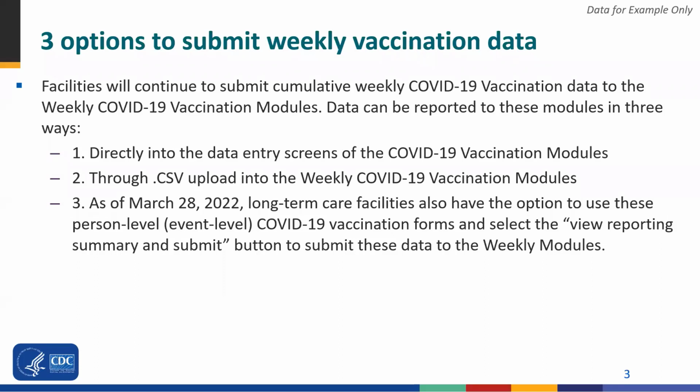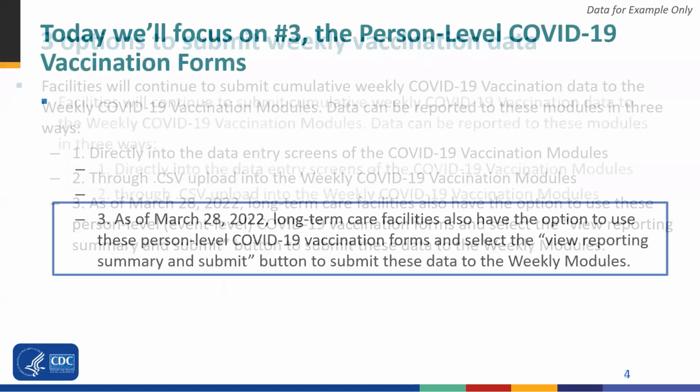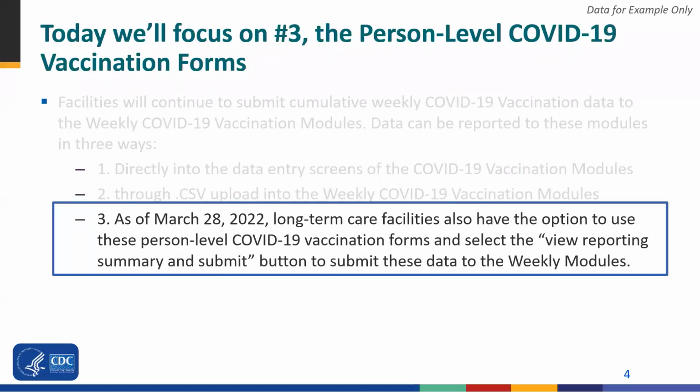You can use CSV upload for those weekly summary modules, or what we'll focus on in today's webinar, the option for long-term care facilities that we've added: submitting these data through the person level, sometimes called event level, COVID-19 vaccination forms. And after you fill out that person level line list, as long as you click that view reporting summary and submit for the week in question, those data transfer right over to those summary modules. So again, we're focusing on number 3 of these options today. If you have any questions about the first 2 means of data entry, you can always reach out at nhsn@cdc.gov, but the rest of today will focus on the person level forms.